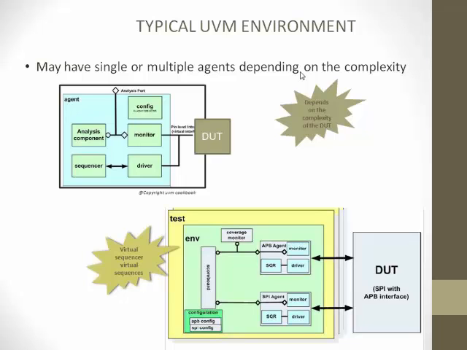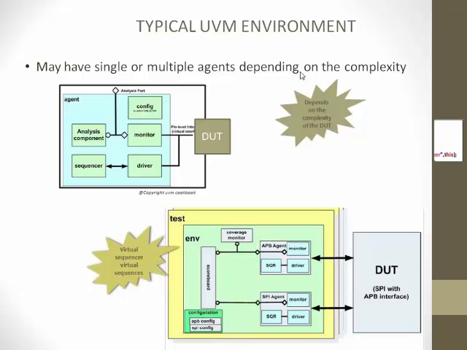The virtual sequences and virtual sequencers come into picture only when there is more than one agent. So if there's only one agent, you don't really have to take care of the sequences. All of it will be working on one single sequence item. But when you have multiple agents, each one of them will have their own sequence item, and then you will definitely need to have virtual sequences in order to drive these multiple sequences on the multiple agents.